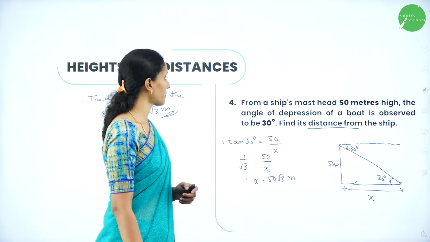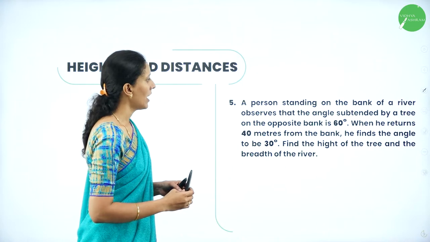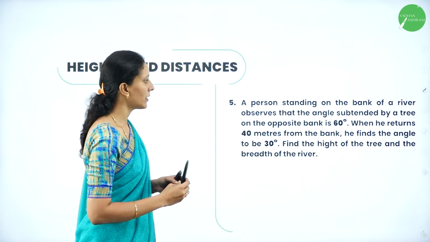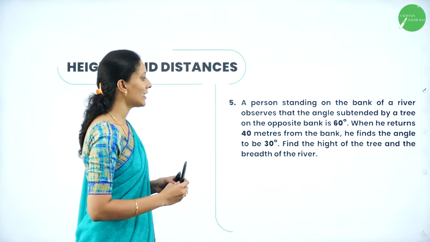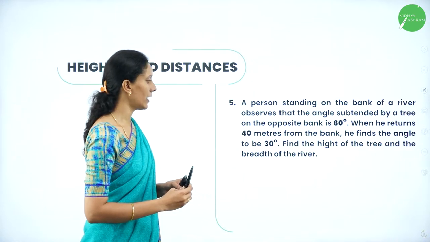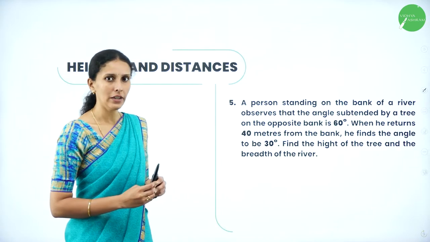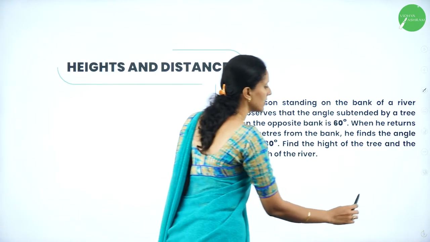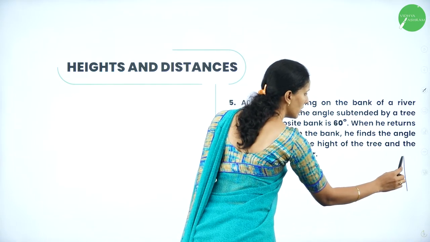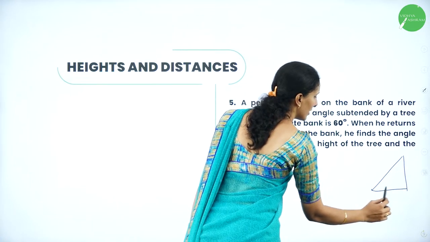Next question. A person standing on the bank of a river observes that the angle subtended by a tree on the opposite bank is 60 degree. When he moves back 40 meters from the bank, he finds the angle to be 30 degree. Find the height of the tree and the breadth of the river. Now, assume that a person is standing here. He sees a tree on the other bank of the river. So, when he sees the tree, the angle of elevation created was 60 degree.